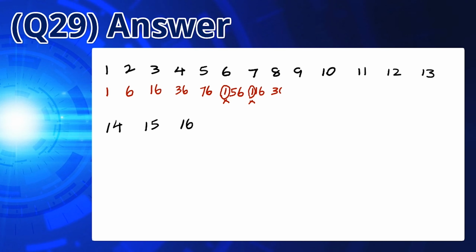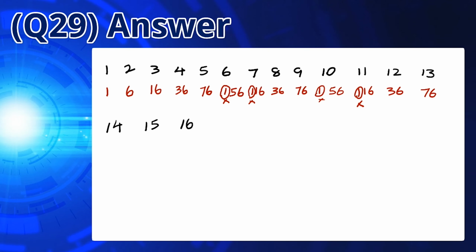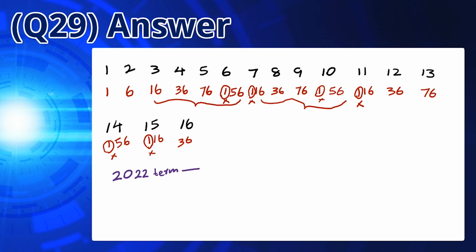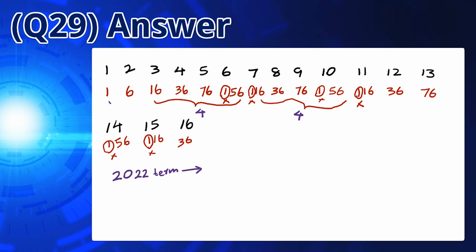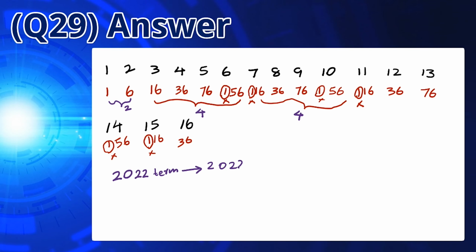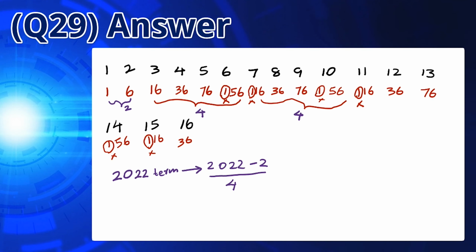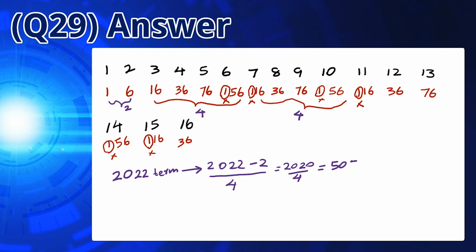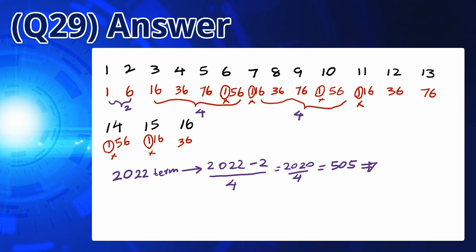Let's complete the number sequence and remember to exclude the hundreds digit. So the entire number sequence is a cycle of these four numbers, except for the first two digits. We can subtract 2 from 2022 and divide it by 4. 2020 is divisible by 4. There are 505 complete cycles of the four numbers 16, 36, 76, and 56. So the 2022nd term would be 56.